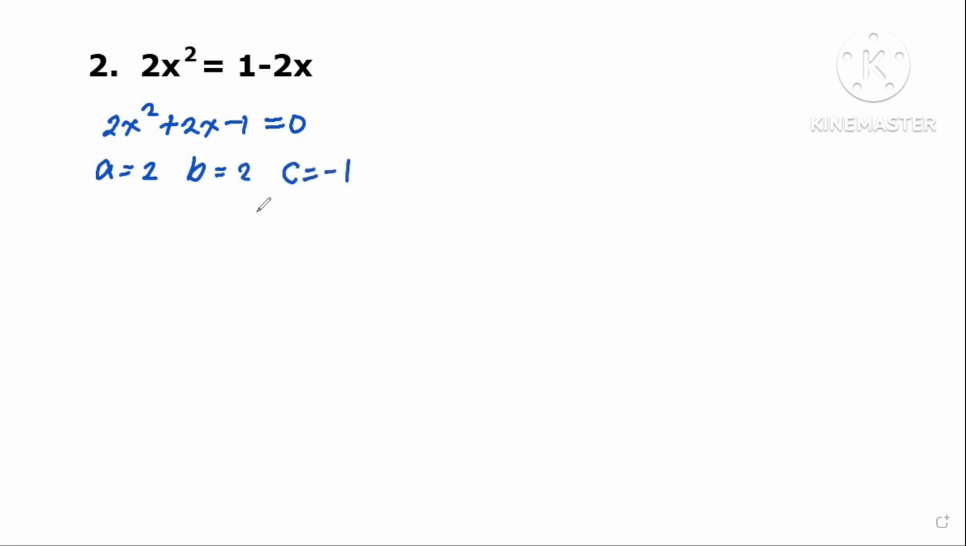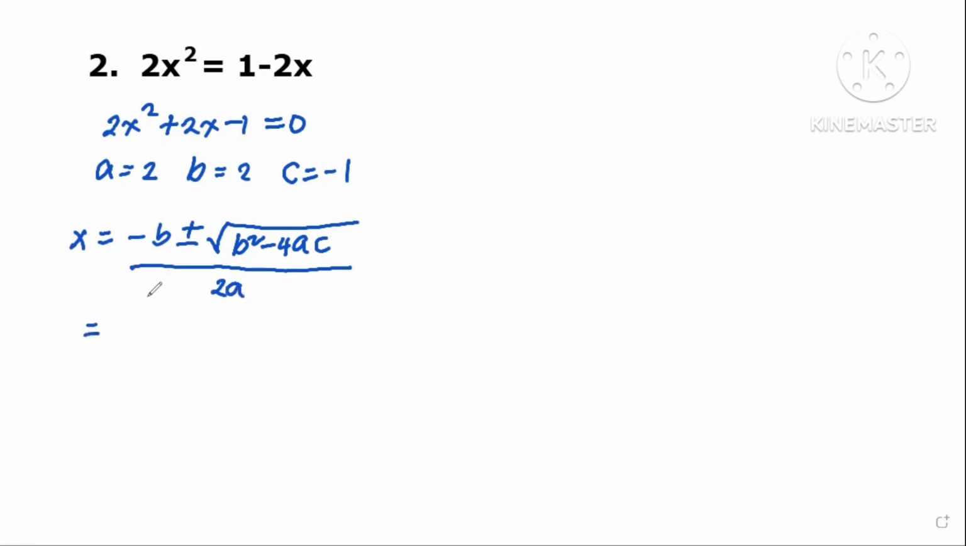Now, let me repeat why you need to put the trinomial in standard form. If you don't, you might end up getting the wrong values of a, b, and c. You will make a mistake in the signs. That's why it's important that it is in standard form. Okay? So, let us now solve for x using the quadratic formula. We have x is equal to negative b plus minus square root of b squared minus 4ac over 2a.